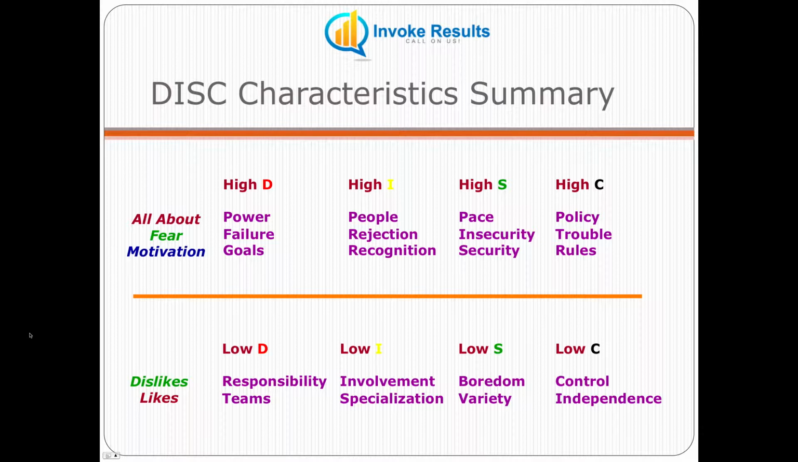That type of person is all about power. So they like to be in charge. They set themselves goals. They like to achieve goals and to win. They fear failure. So the biggest fear for them is failing to achieve their goals. So as you see, they're motivated by that goal achievement. The low D, however, the opposite of the high D, dislikes responsibility, and they tend to prefer to be in a team environment.